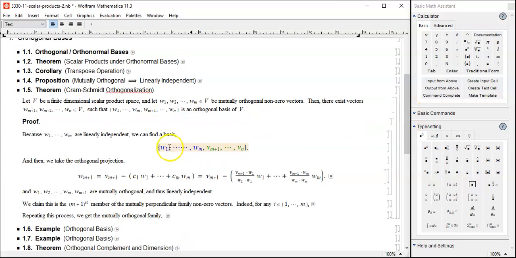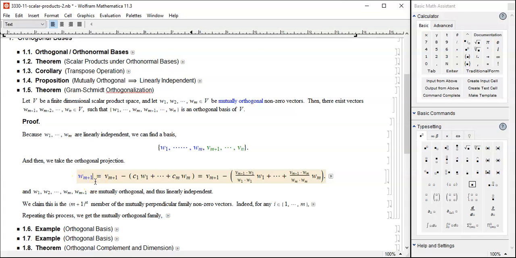Anyway, the key thing is that W1 through Wm are mutually orthogonal. Wm plus 1 to Wn are just linearly independent, but no orthogonality yet. Now, how do we get the next vector, Wm plus 1?